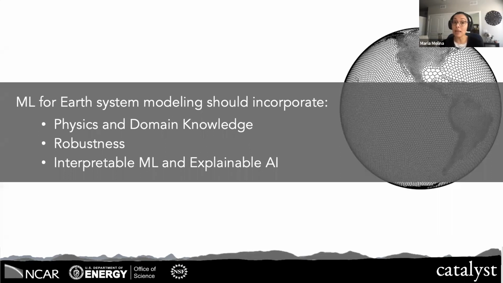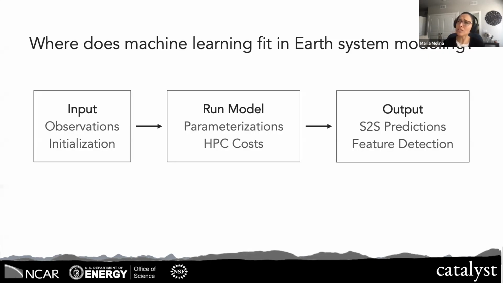And at times that may require us to use machine learning models that are inherently interpretable, that we can describe a bit easier. But in the case where we need a very complex model, such as a very deep neural network, then we may need to turn to explainable AI methods. So there are tools to understand why our models are performing in a certain way. And so machine learning can really fit in different areas of the Earth system modeling pipeline.